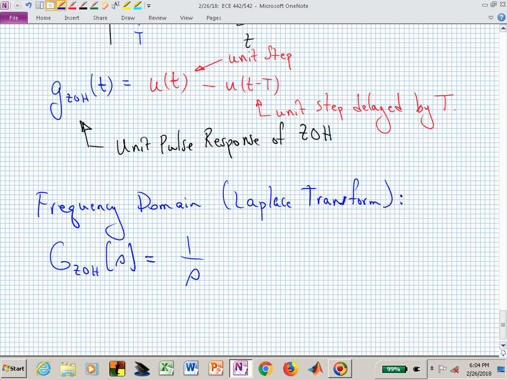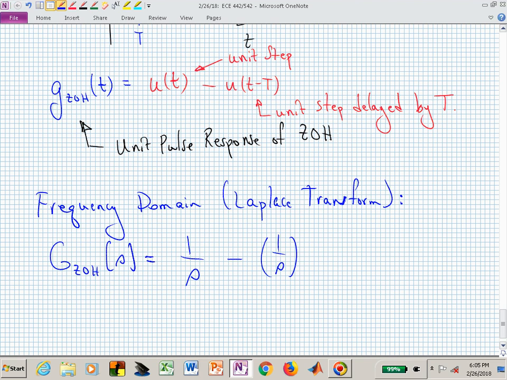Well, it's a unit step. It must have something to do with 1 over S, right? So you could say, well, it's minus 1 over S, I don't know, something. But that's giving me 0, so it can't be quite there. But now what happens when you delay? What does that introduce?